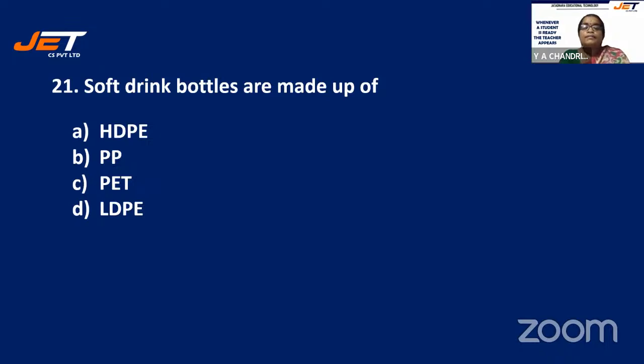Next question. Soft drink bottles are made up of. Option C is the right answer. That is PET, which is nothing but polyethylene terephthalate. Okay. So soft drink bottles are made up of PET.